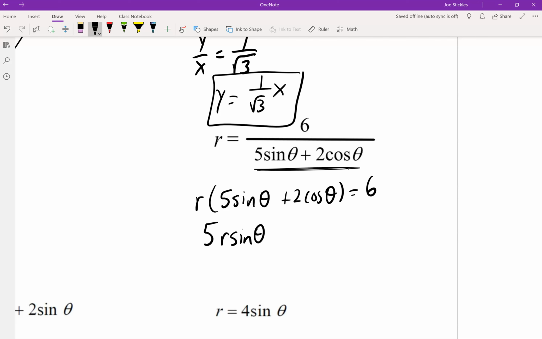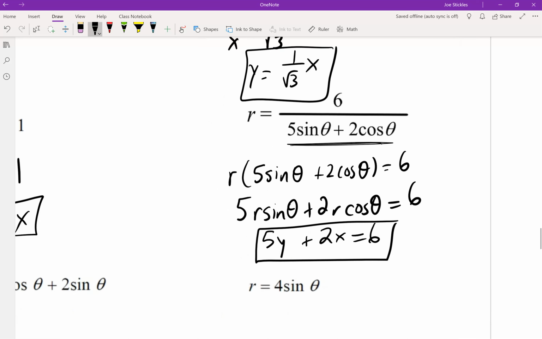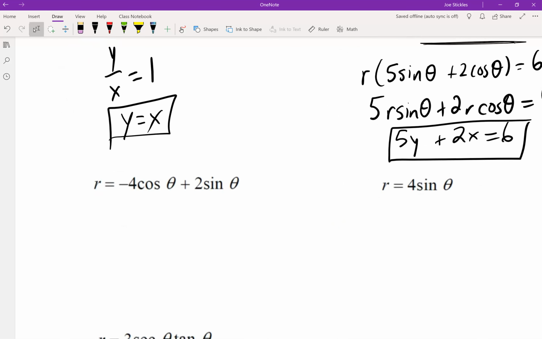So you get 5r sine theta plus 2r cosine theta equals 6. R sine theta is y. R cosine theta is x. So we get the equation 5y plus 2x equals 6. So again, we recognize this is the equation of a line. So the original thing was also the equation of a line, which is probably a little bit more recognizable in the rectangular case than in the polar case.